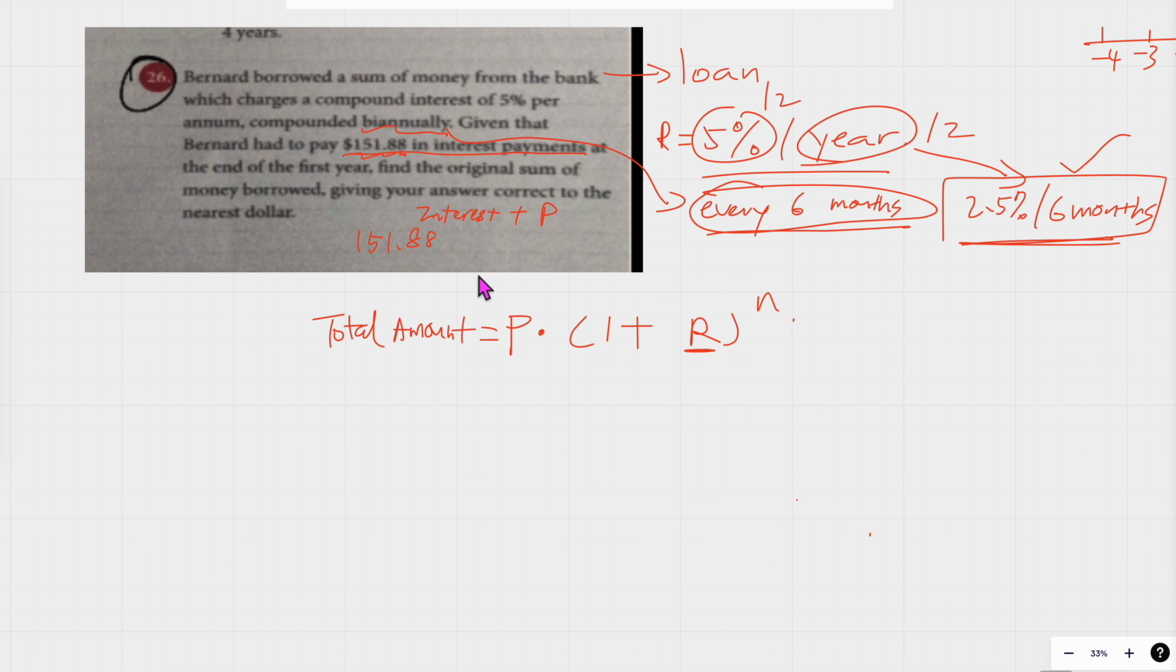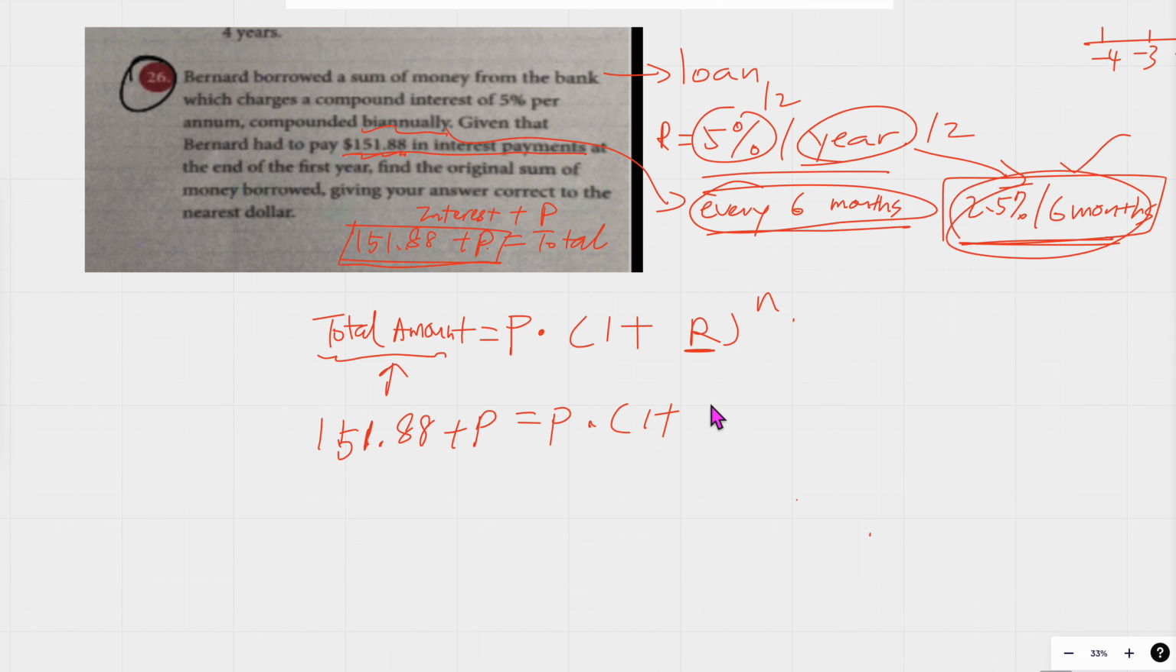So the interest plus the principal will give you the total. So that means this whole thing is your total. The interest plus the principal will give you the total. So you put it into the left hand side of this formula. And then principal times 1 plus the rate, which is 2.5% per 6 months, right? Because the compounding is every 6 months.